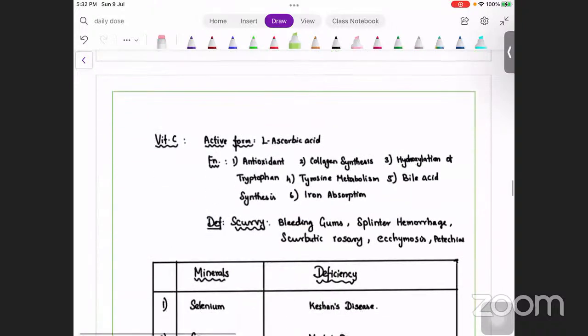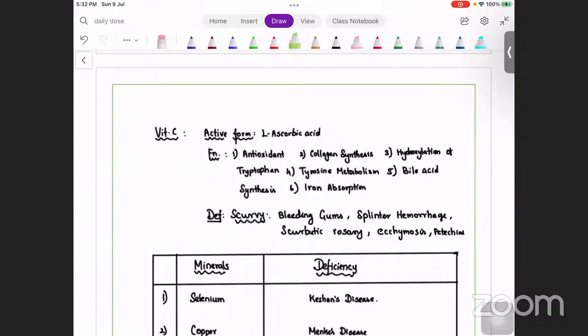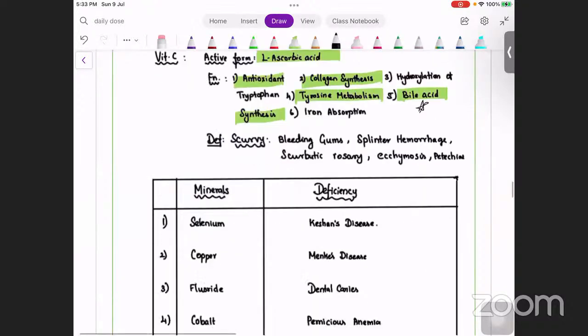Apart from that, vitamin C, active form is L-ascorbic acid. It is an antioxidant used for collagen synthesis, very, very important. Bile acid synthesis and tyrosine metabolism are other important functions. These three are pretty important and you have to remember them. Vitamin C is required for antioxidant function, collagen synthesis, bile acid synthesis, and tyrosine metabolism.